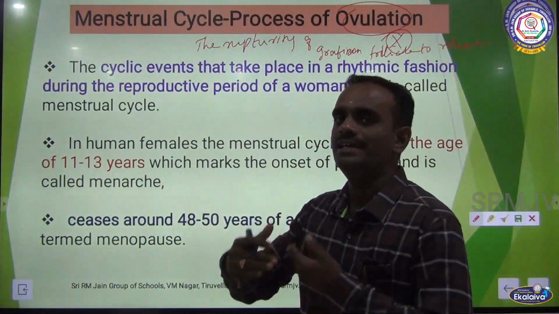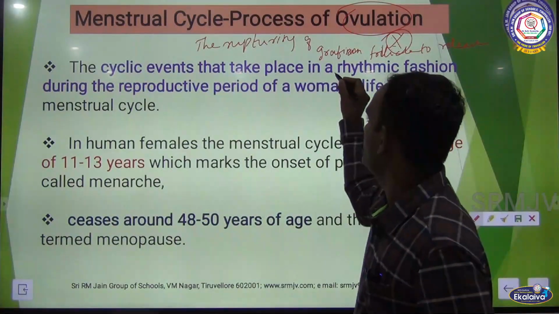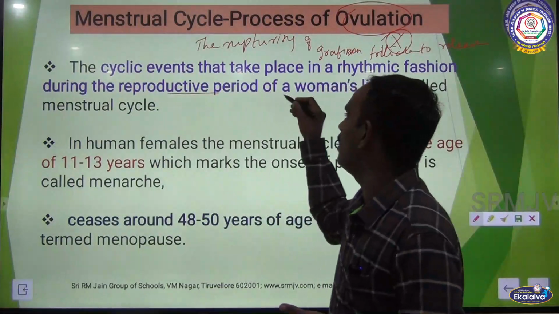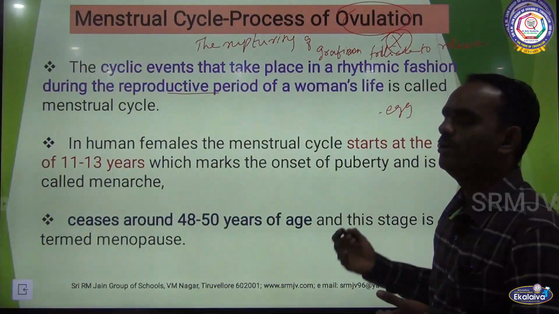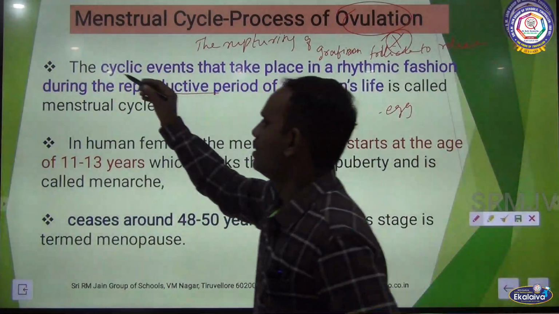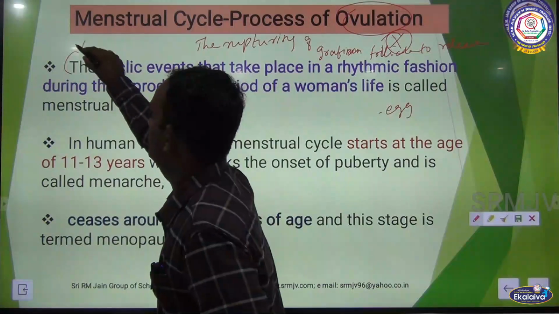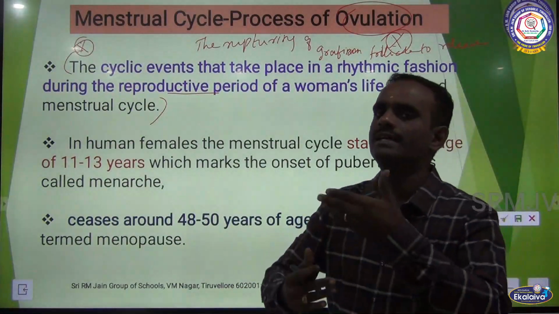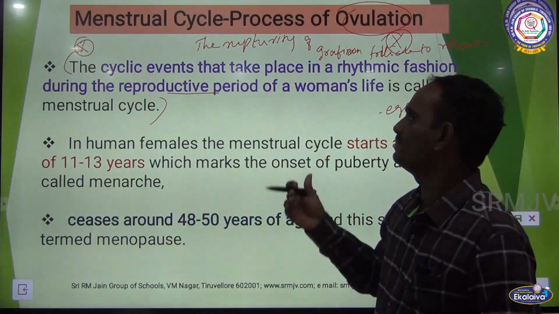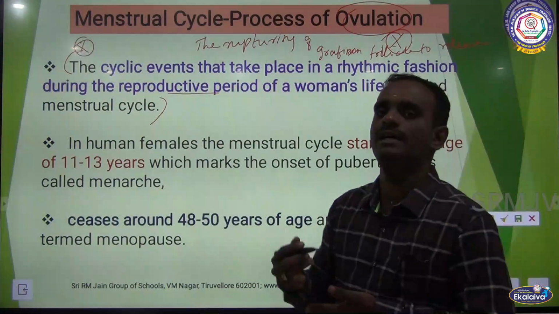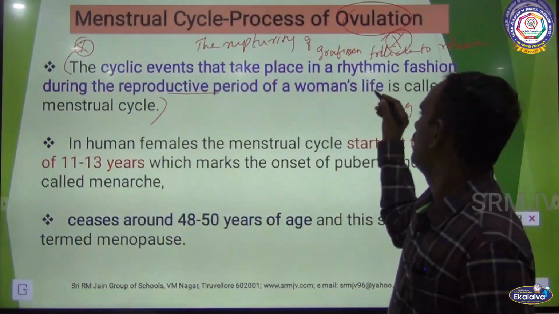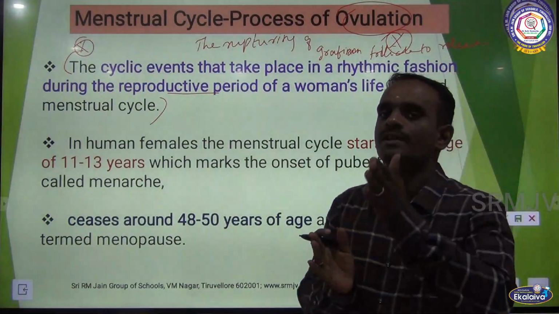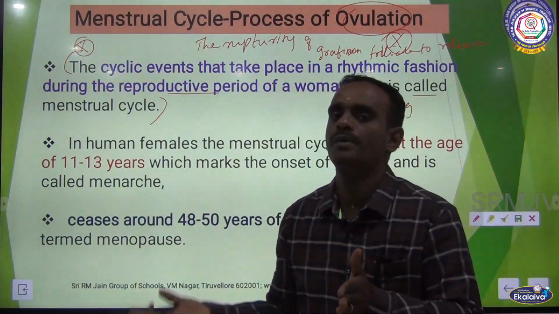The cyclic events that take place in a rhythmic fashion during the reproductive period of a woman is called the menstrual cycle. So it is a 2 mark question. What is the menstrual cycle? Sometimes they ask it in 2 marks. It is a cyclic event that takes place in a rhythmic fashion during the reproductive period of a woman's life. Reproductive period means from puberty to menopause.